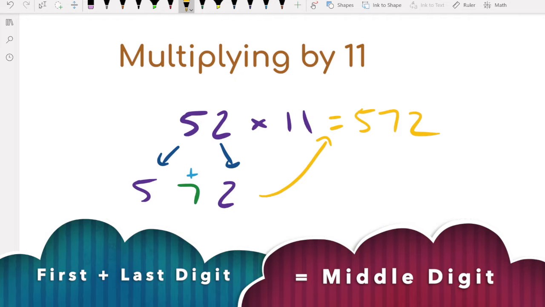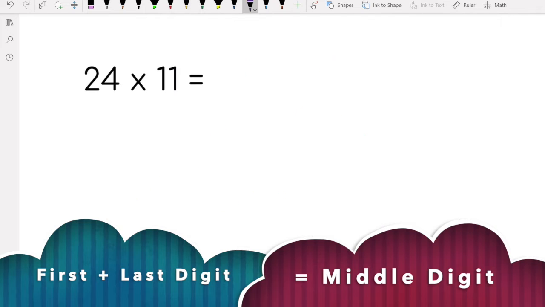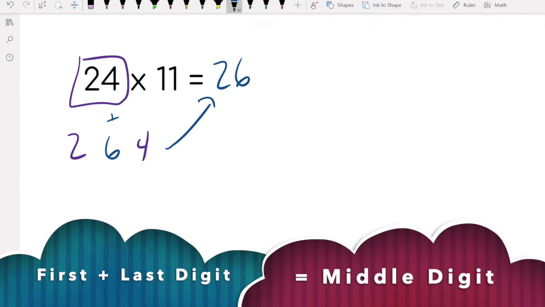Now this always works with two-digit numbers. There are some caveats. If the numbers add up to more than 9, you do have to carry the 10. So let's look at some examples, and you will be a master of this in a few minutes. Okay, so you take 24 here, and you separate it, and then you add 2 plus 4, which is 6. And there's my answer, 264.